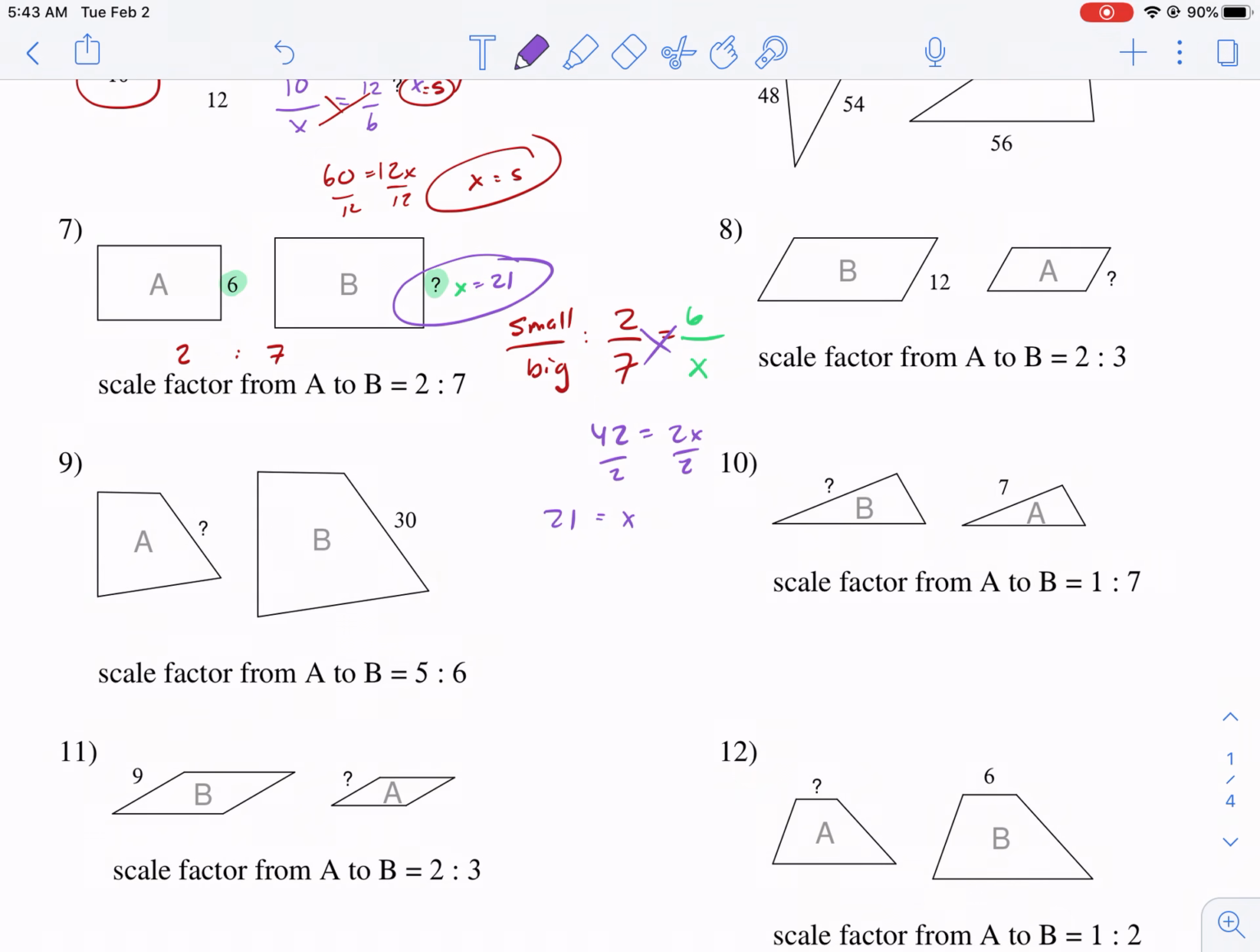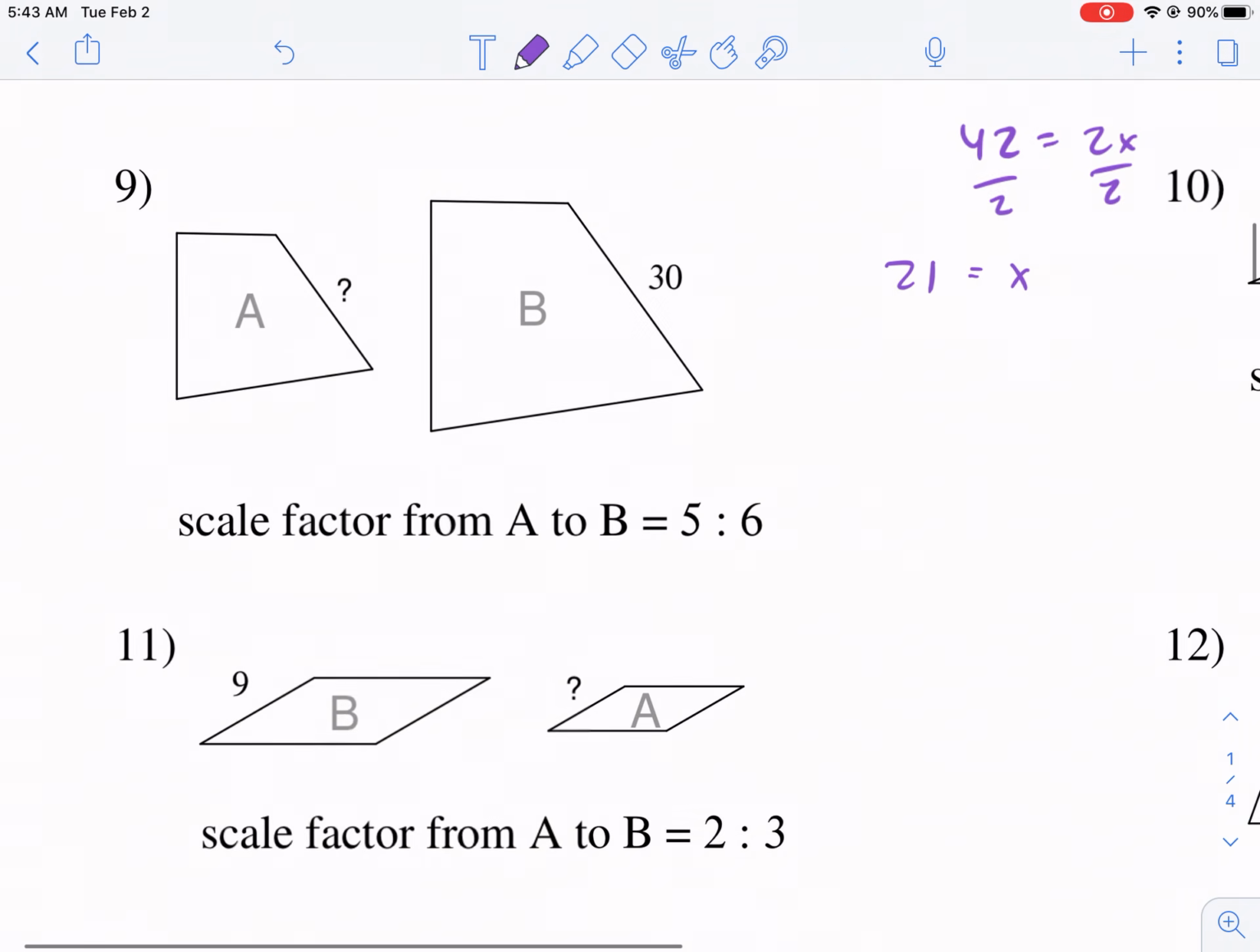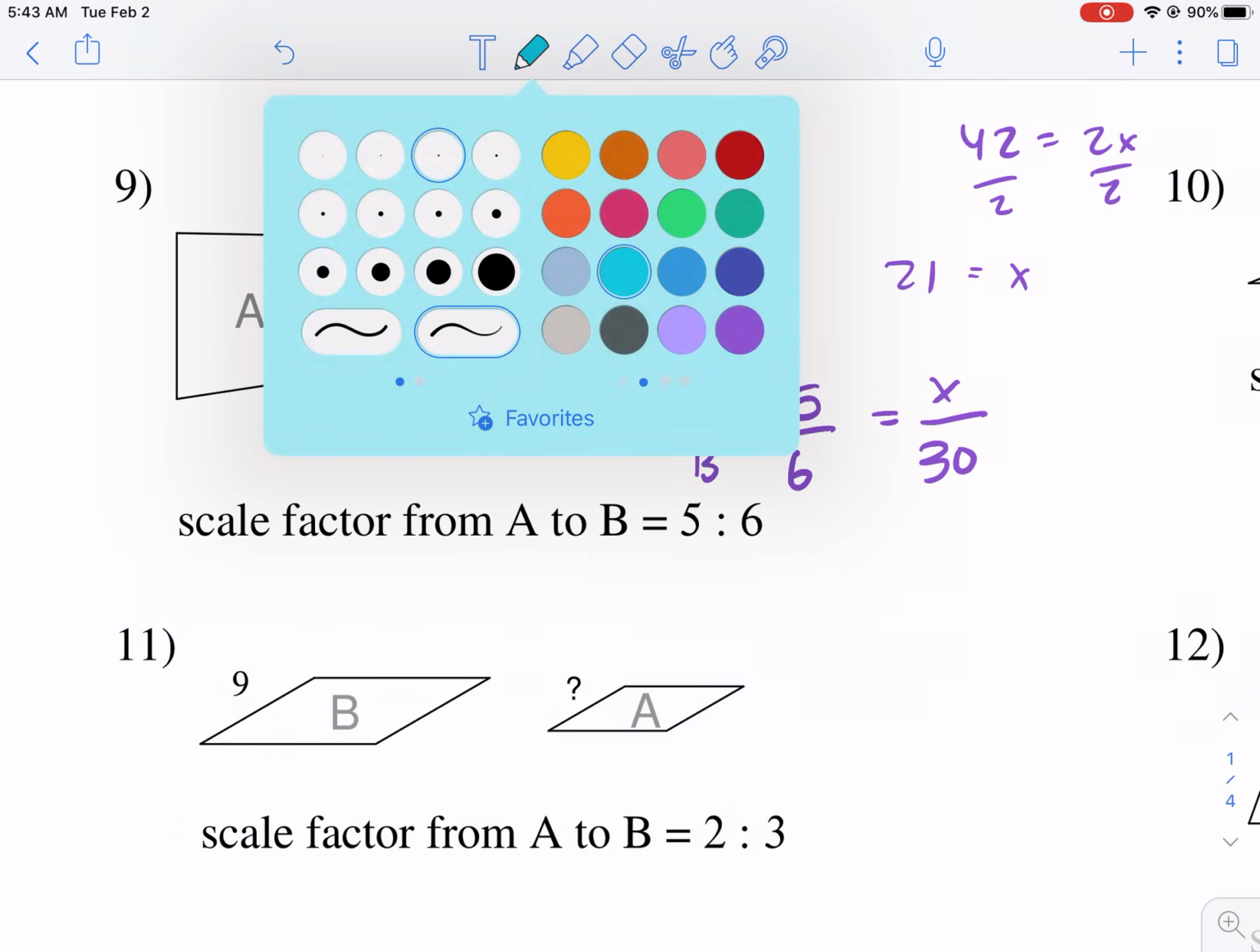So if we wanted to jump down to number 9, we have A to B, 5 to 6. So the small one, 5, to the big one, 6. Small to big, just so you have that as a reference, equals my small side, I don't know, my big side, I do know. And now I'm just cross multiplying.